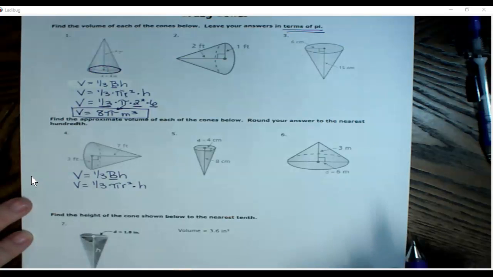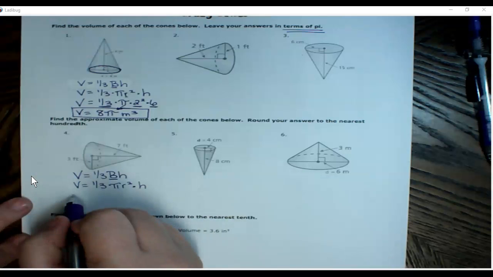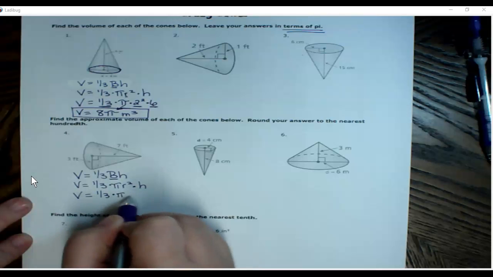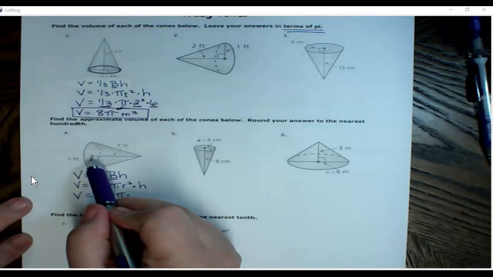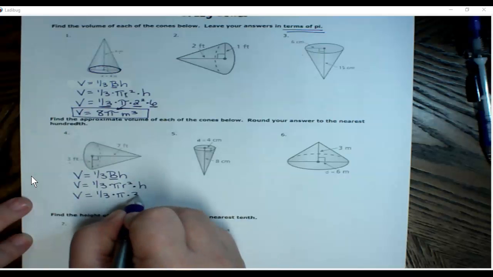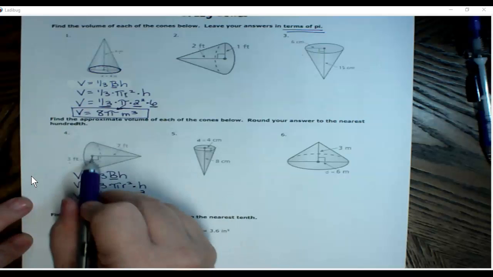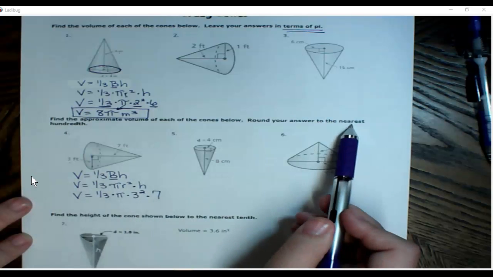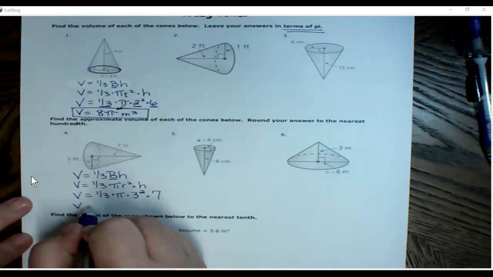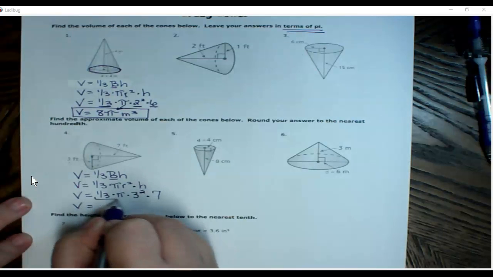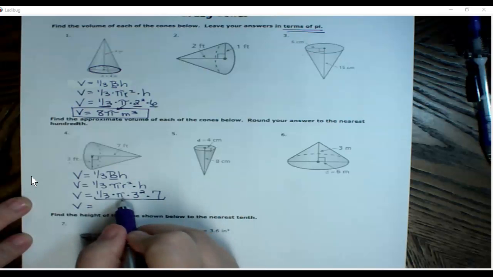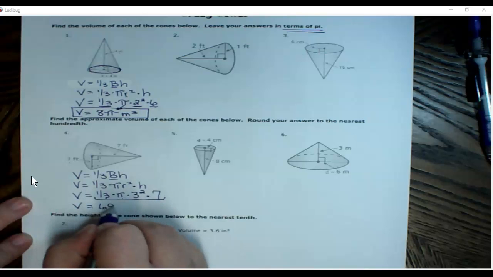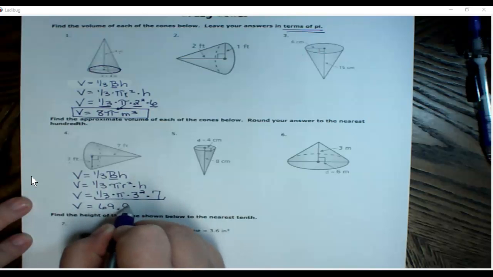Now we're ready to substitute in our numbers, our measurements. I don't know the volume, so 1/3 times pi times my radius here. They tell me it's 3, so 3 squared times height. My height is 7. Now, because I need a final answer, I want to round it to the nearest hundredth. I need to multiply everything. Multiply 1/3 times pi times 3 squared times 7. And rounded to the nearest hundredth is 2 decimal places.